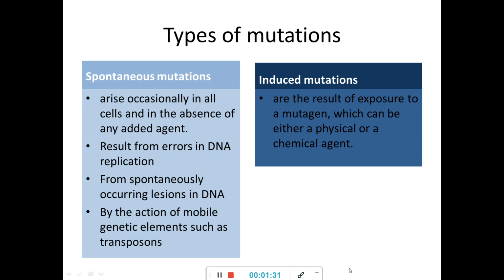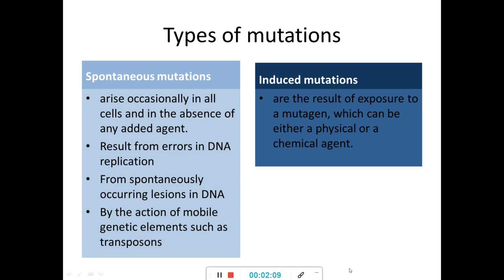Coming to the types of mutations, based upon their occurrence, you can classify mutations into two main ways. One is a spontaneous mutation, the other one is an induced mutation. Spontaneous mutations are those which arise occasionally in all the cells, even in the absence of any added agent. And they mainly result from the errors during the DNA replication and also from spontaneously occurring lesions in the DNA, and also by the action of various mobile genetic elements such as the transposons.